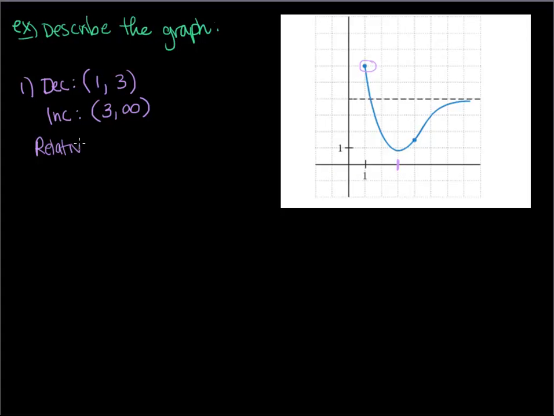And not only will it be a relative max, it'll be my actual maximum value. So what is my relative max? It's a max of 6. And where does it occur? This is how I want you to write these. It occurs at x equals 1.